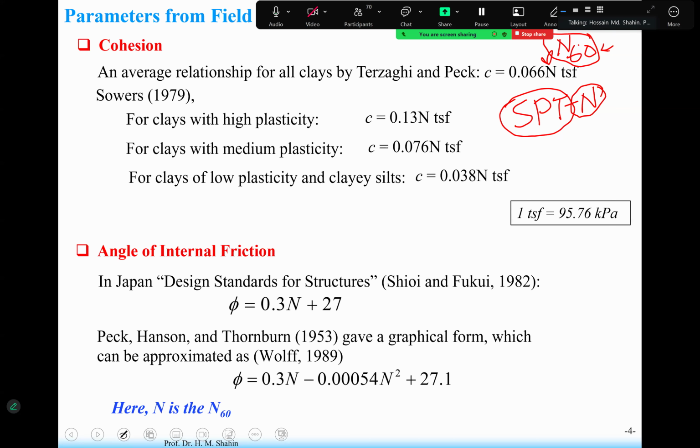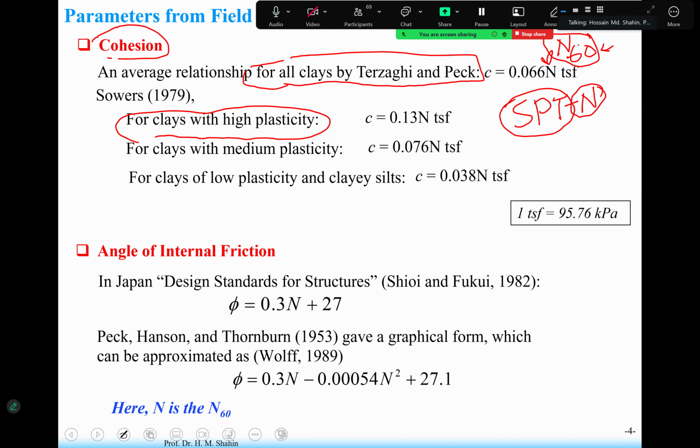So you see the equation for all clays by Terzaghi. For clays with high plasticity, Terzaghi gave this equation: C equal to 0.06 N TSF. TSF means ton per square feet. Okay. So we need it in kilopascal. So you calculate with this one and then multiply with 95.76 to get the unit of kPa.